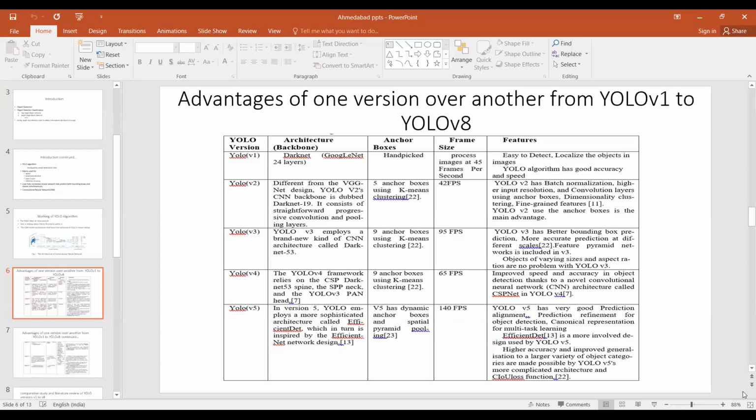YOLO V5 employs a more sophisticated architecture called EfficientDet, and YOLO V5 has very good prediction alignment and prediction refinement for object detection.